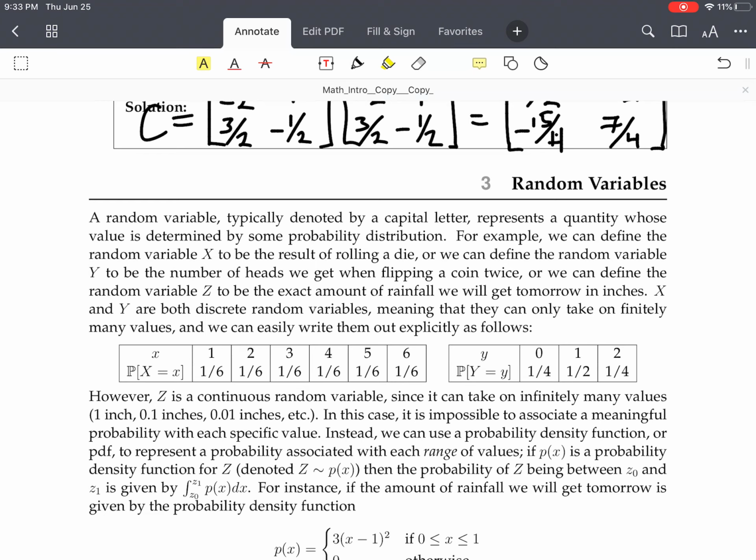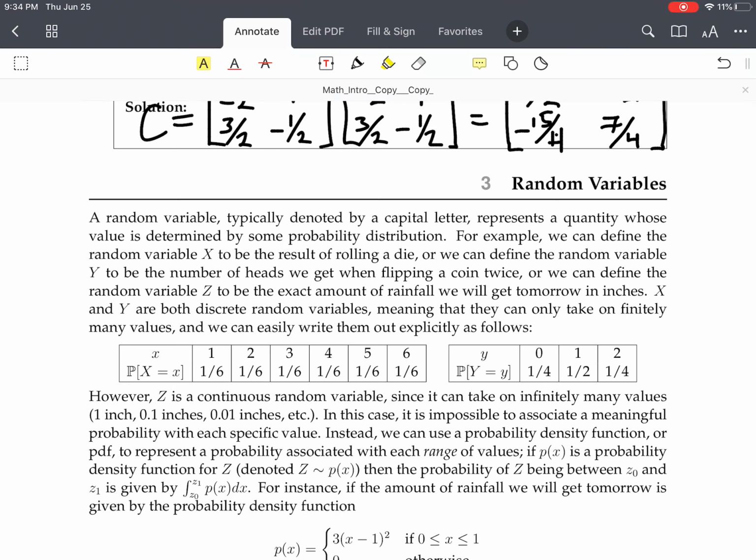So for example, variable x here is the result of rolling a dice. So if we look at this table on the left, we see that the outcomes are 1, 2, 3, 4, 5, 6, and each of them has a 1/6 probability, so a 1 in 6 chance that you'll roll that number. And then y on the right here is the number of heads we get when flipping a coin twice. So here we can get 0 heads, which is both tails, 1, which is 1 head, and then 2, so we get heads on both.